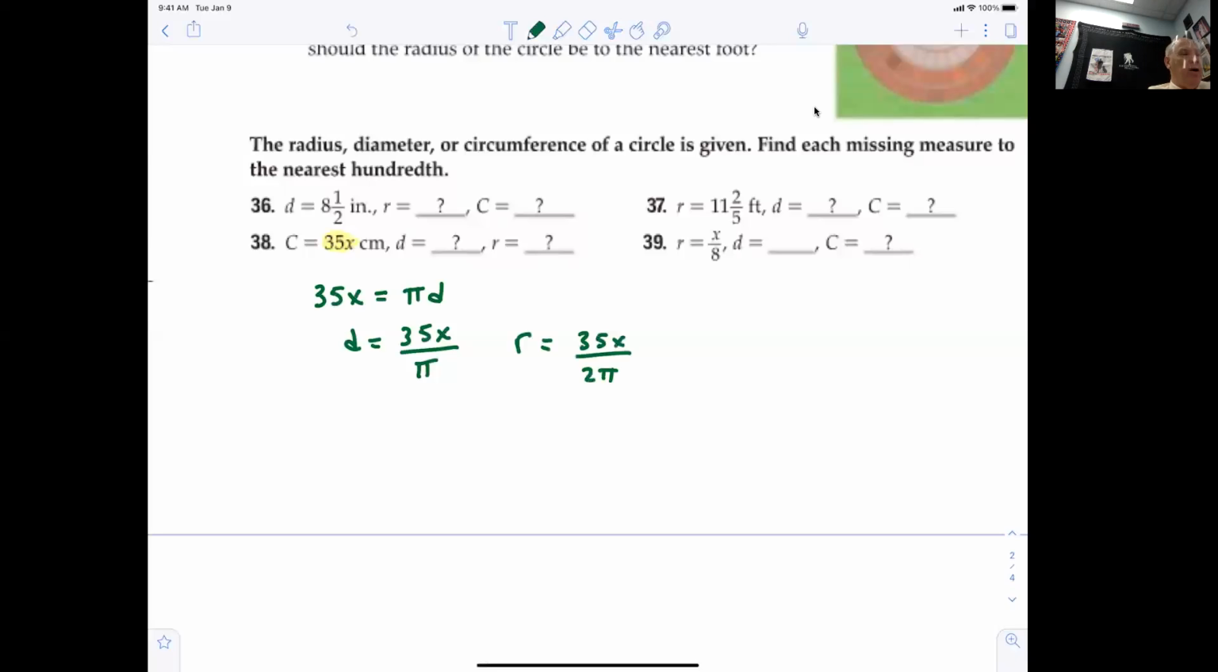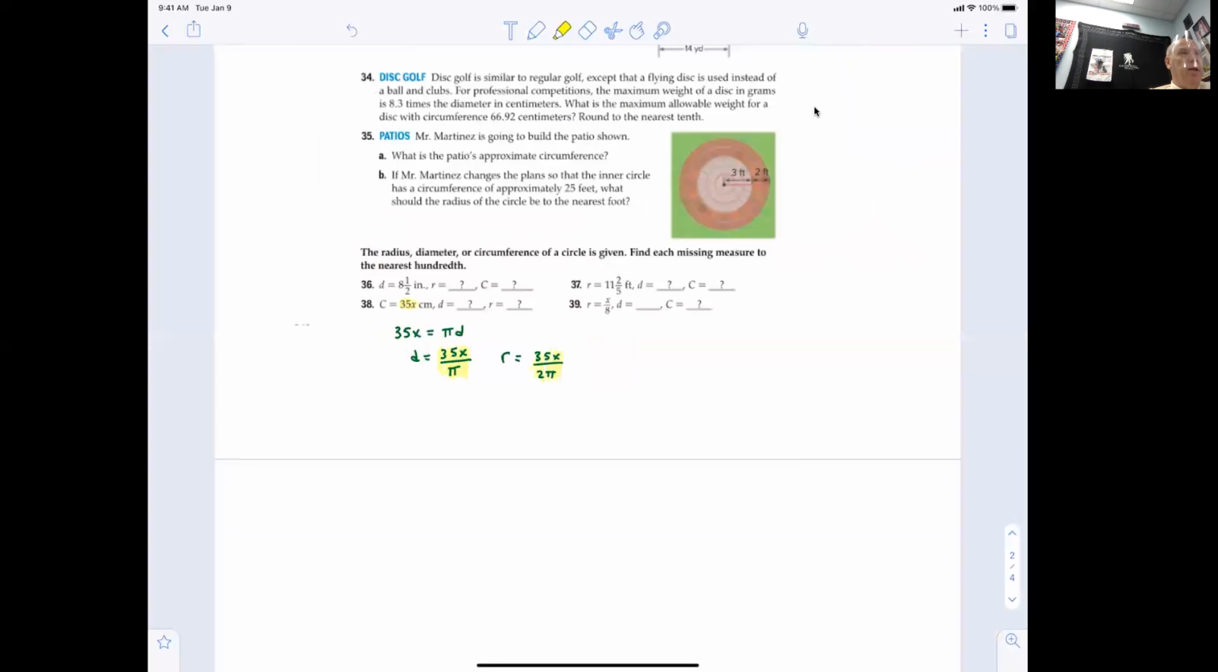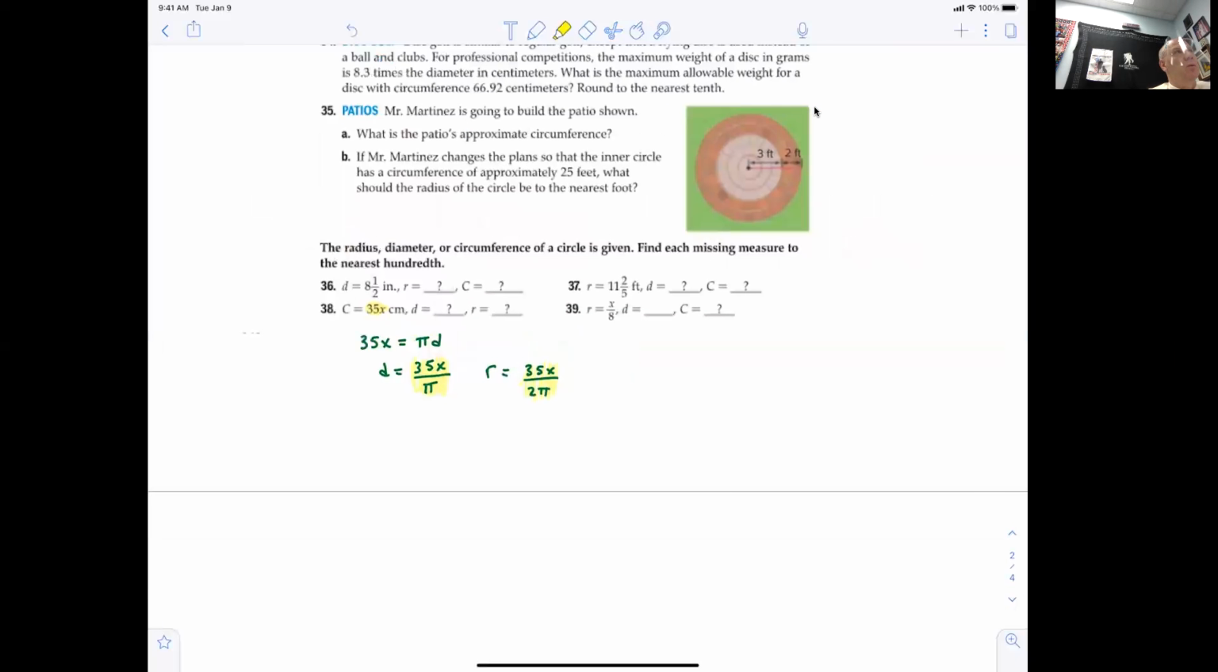Now again, listen, guys, I just think this is an important problem. Believe it or not, you're going to take math where there are not going to be numbers. They're all going to be variables. So you have to be able to work with that kind of problem. Anybody have any issues with that? The diameter is 35x over pi, and the radius would be 35x over 2 pi. Anybody else?